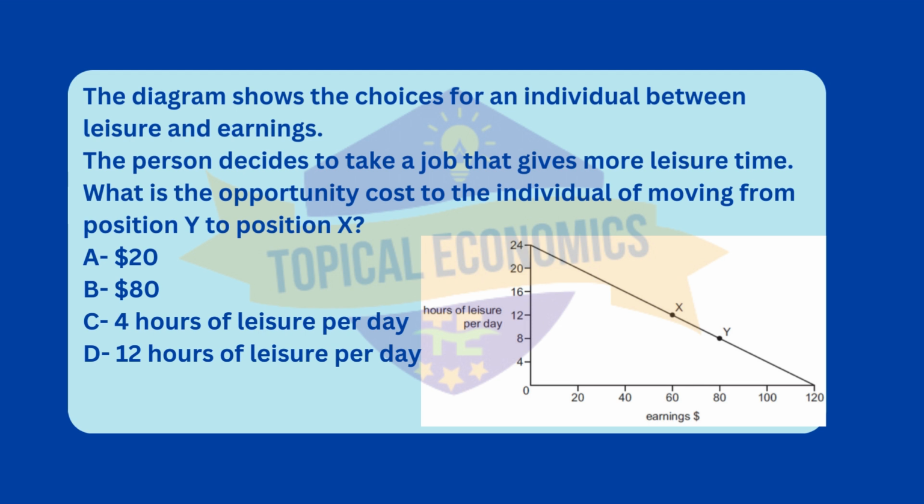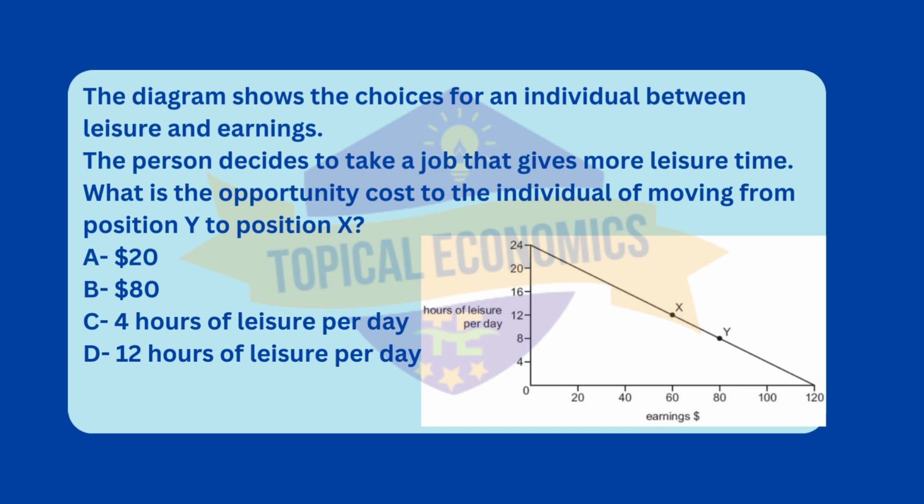Moving to the 20th question. The diagram shows the choices for an individual between leisure and earnings. The person decides to take a job that gives more leisure time. What is the opportunity cost to the individual of moving from position Y to position X? A. $20. B. $80. C. 4 hours of leisure per day. D. 12 hours of leisure per day. This question is from year 2016 May-June version 2 paper. The correct answer for this question is A. $20 is lost as we move from Y to X.